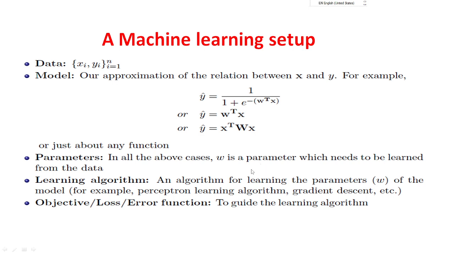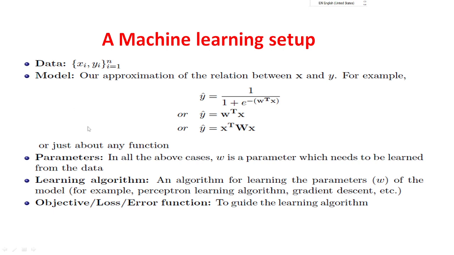For that, you need to have a learning algorithm, an algorithm for learning parameters w of the model. For example, the perceptron learning algorithm, which we have already seen, then gradient descent and stochastic gradient descent, which we will see now. And we will have an objective function or loss function or error function. This function is to guide the learning algorithm.